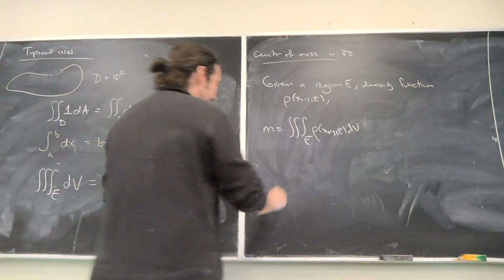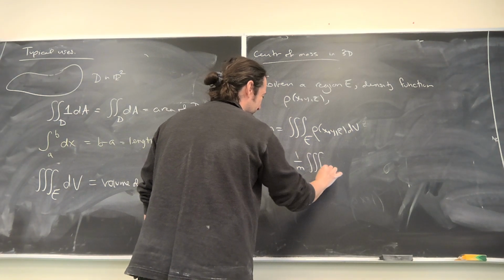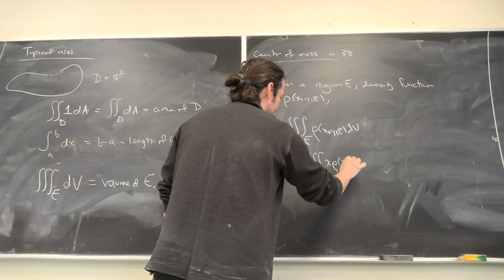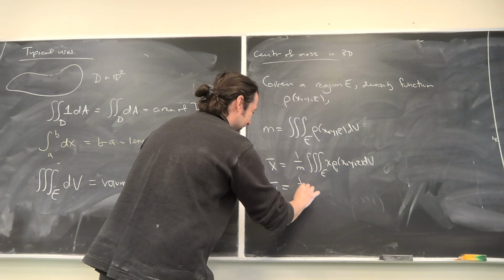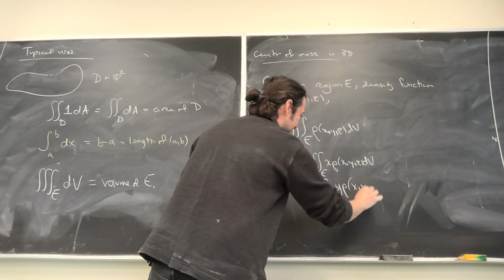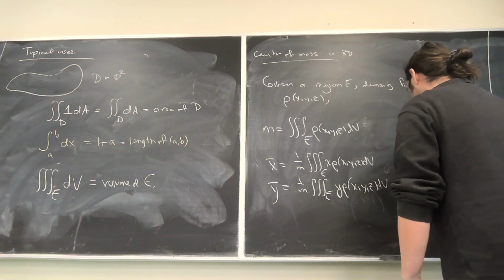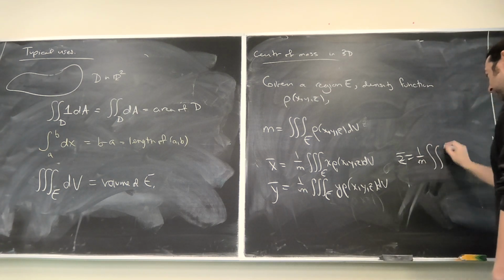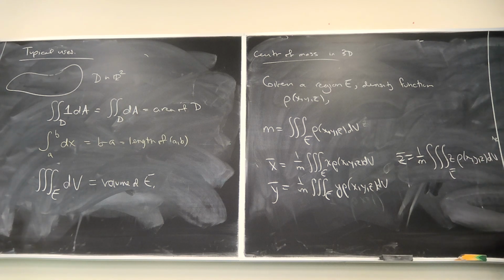And if you want to compute the center of mass now, x bar is going to be equal to 1 over m of the triple integral over E of x rho of x, y, z dV. Y bar will be equal to 1 over m times the triple integral over E of y rho of x, y, z dV. Just appreciate how many integrals this is going to be. Z bar is 1 over m times the triple integral over E of z rho of x, y, z dV. So if I gave you a question like this in a test, you literally got 12 integrals to do.